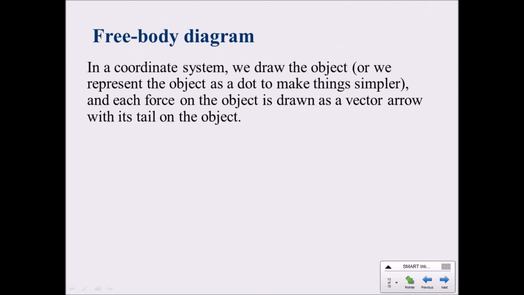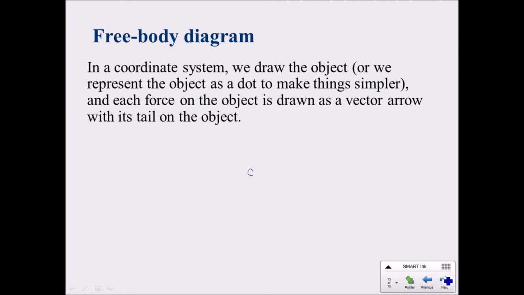When we go to look at problems, we're going to look at something called a free body diagram. And a free body diagram is a drawing showing all of the forces acting on an object. So we draw the object, or we represent the object as a dot if we want to make things simpler, and we draw each force on the object as a vector arrow with the tail of the arrow on the object. So let's look at a book sliding across the ground with friction.